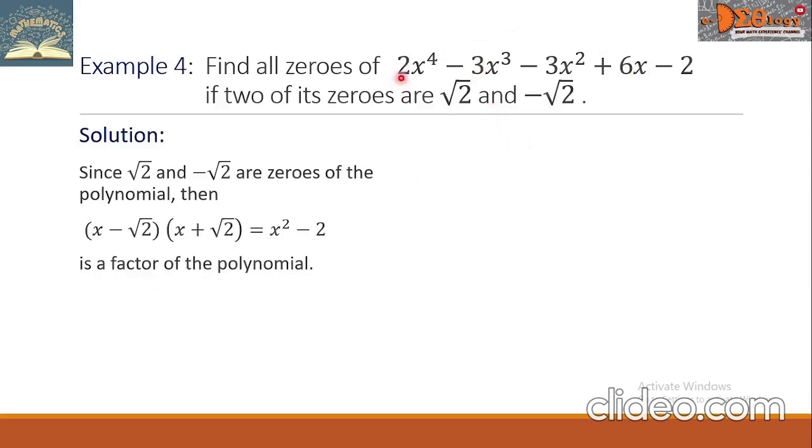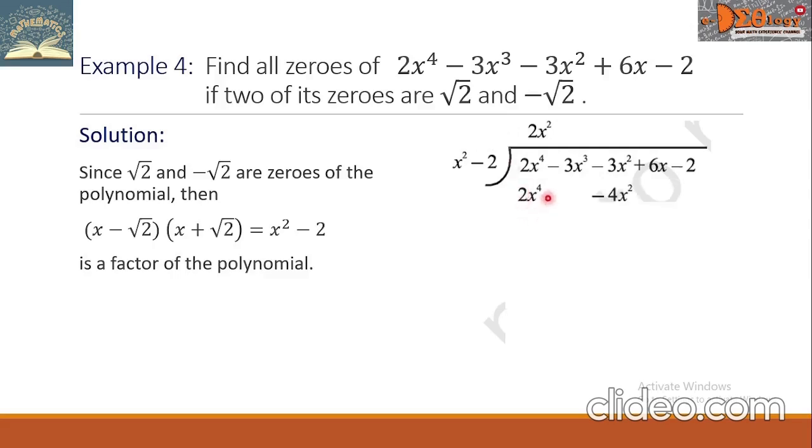And that means we can divide this polynomial by x^2 - 2. So let us put them in the division box. The dividend is inside. Our x^2 - 2 is the divisor. Let us proceed to division. 2x^4 divided by x^2 is 2x^2. Then we multiply 2x^2 to each of the terms of the divisor. So we have this 2x^4 and then negative 4x^2. We place the negative 4x^2 below this negative 3x^2.